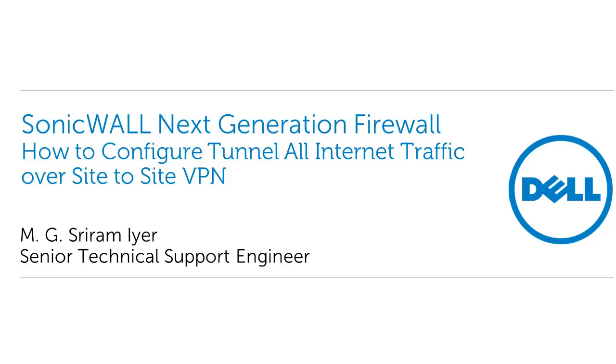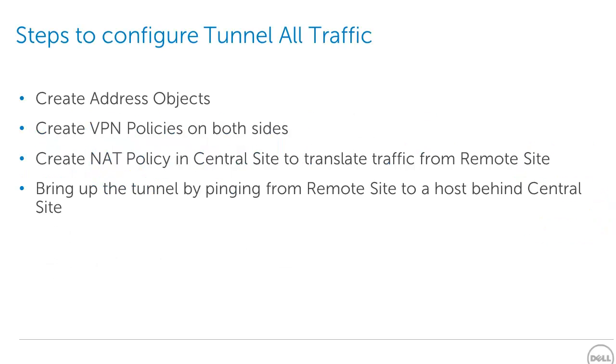In this video, I'm going to show you how to set up tunnel all traffic over a site-to-site VPN between two SonicWall appliances. Tunnel all traffic, or route all traffic, refers to the method of routing all traffic from one side of a VPN tunnel to the other side. These are the steps to configure tunnel all traffic in the SonicWall. Create address objects, create VPN policies on both sides, create a NAT policy in central side to translate traffic from remote side. Bring up the tunnel by pinging from remote side to a host behind the central side.